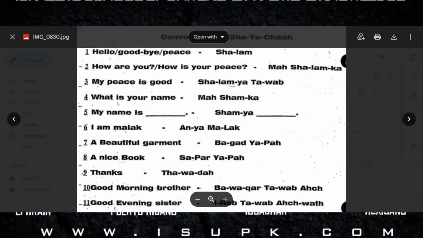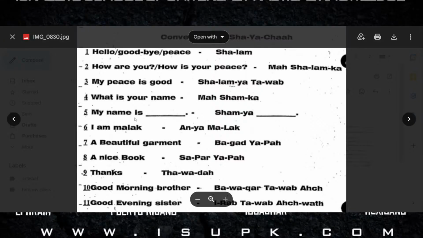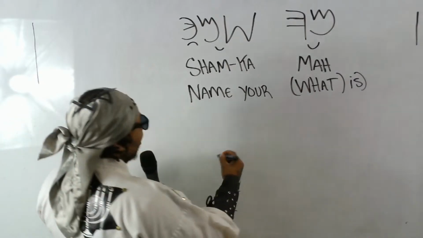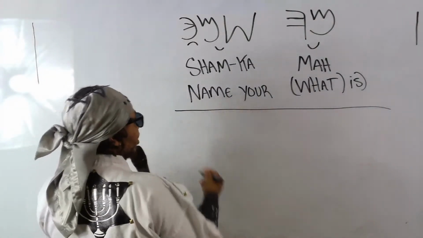You would say, my name is Shamya, and then whatever your name is. Shamya, my name. My name is Shamya, right? Shamya Marah. Right? Shamya, whatever your name is, right? So this is the answer to that. When somebody asks you, Mashumka, what's your name?